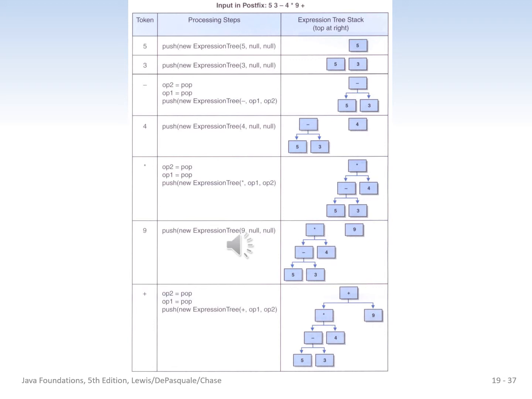And then we will push a new expression tree plus op1, op2. And this expression tree will ultimately be evaluated to, let me see, looks like 17 will be the result of this expression tree. This is not the expression tree, I'm sorry, this is not the postfix expression, pardon me, that I'm going to use in the demo next.